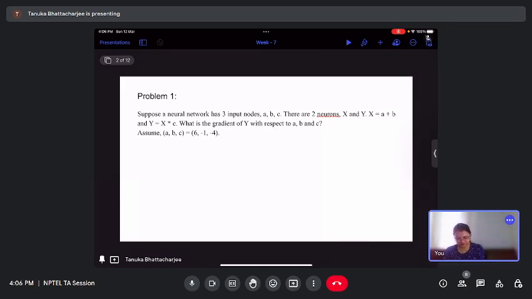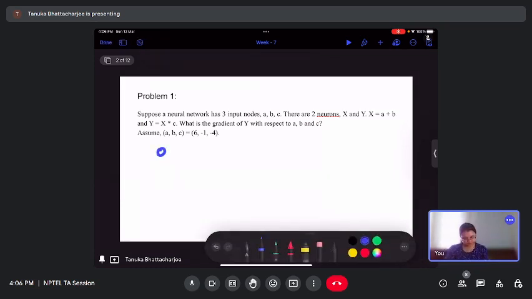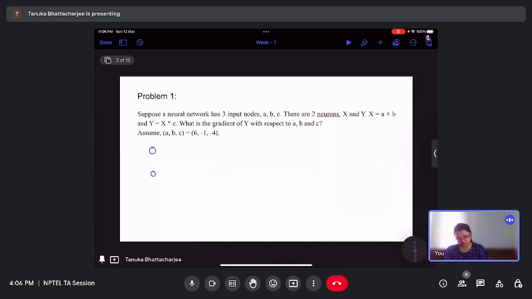So, you have 3 input nodes A, B and C. Our first neuron is X, which is A plus B, so we are doing a plus operation between these two. This is our X and our Y is X times C. So, this and this are getting multiplied, that is our Y. Now, you have to find the gradient of Y with respect to all these 3 inputs.